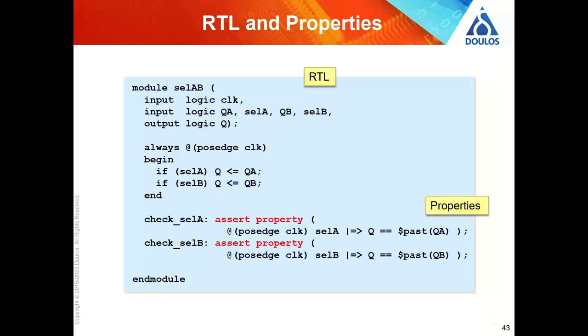So, writing some properties. The first property says that cell A implies that on the next clock cycle, Q is going to be equal to the previous value of QA. And similarly, we've got a second property. If cell B is true, then on the next clock cycle, the value of Q should match the value of QB on the previous clock cycle. Okay, that's pretty straightforward, not difficult.